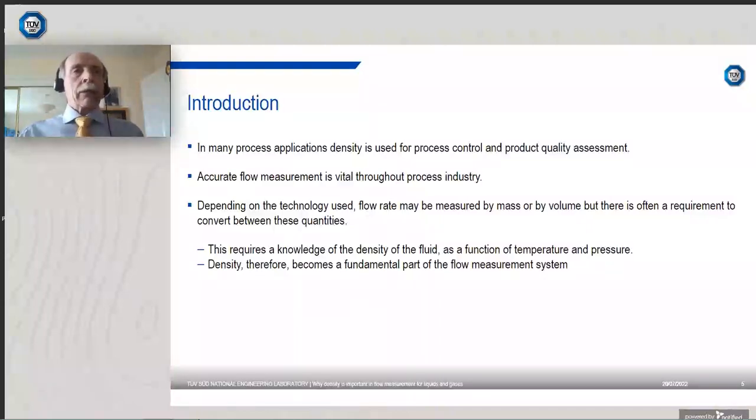So density therefore becomes a fundamental part of a flow measurement system, one that's often overlooked, I guess, because it's sort of taken for granted. But as we'll see, accurate density measurement and calculation are vital and sometimes not as easy as you might think.